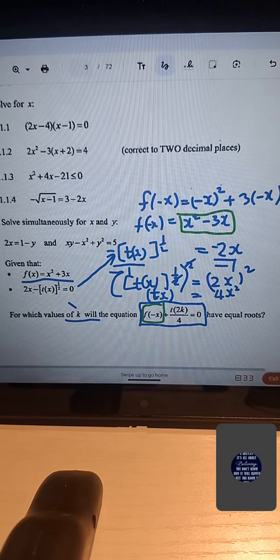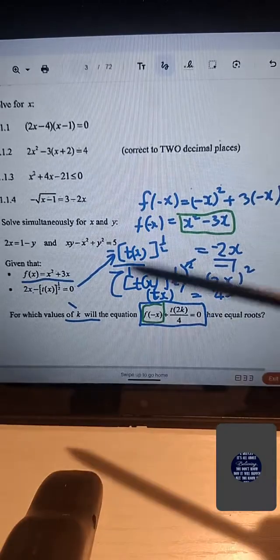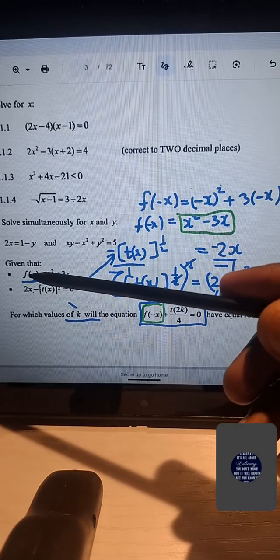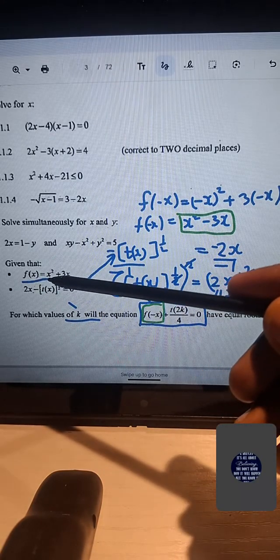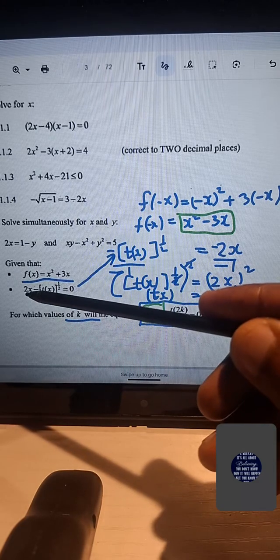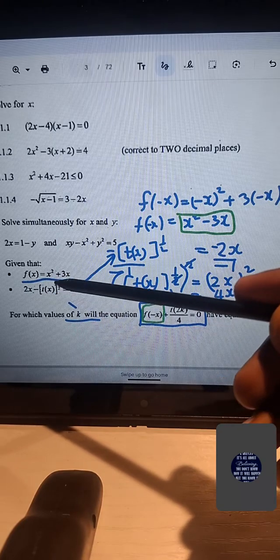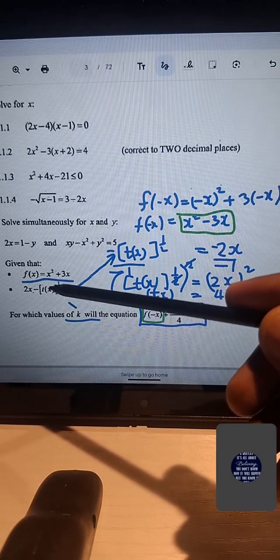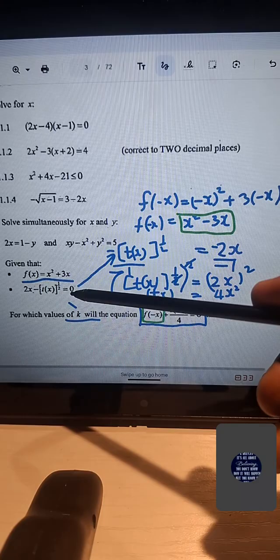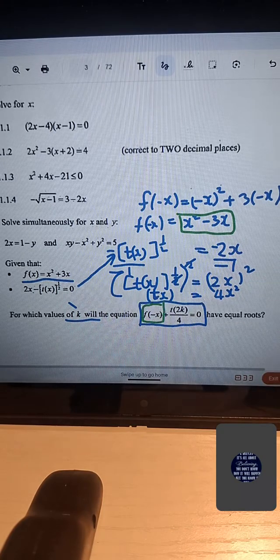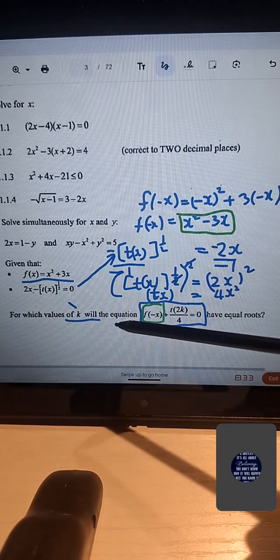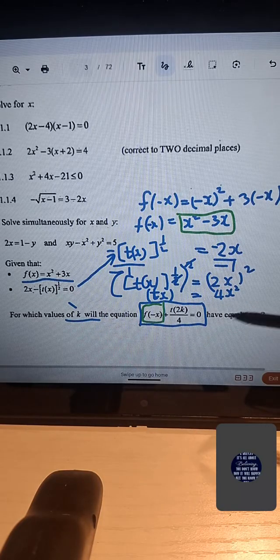Yeah. So, like I was saying, I looked at what was given. We are given two functions. The first is f of x equals x squared plus 3x. The second function is 2x minus, in square brackets, t of x, all raised to the power half, and it's equal to 0. The question says, for which values of k will this equation have equal roots?